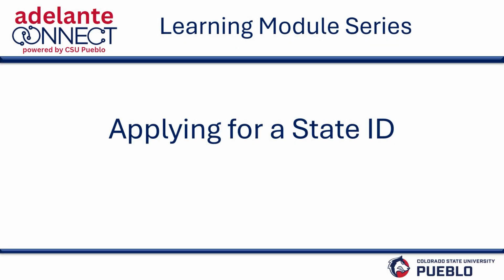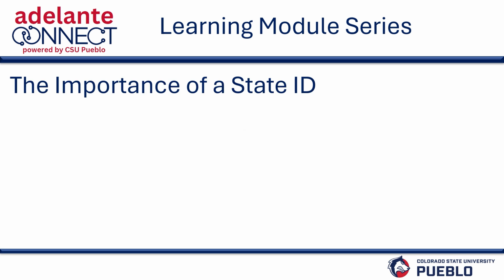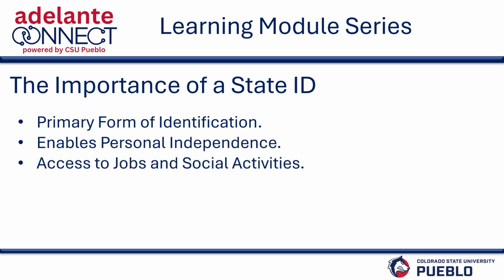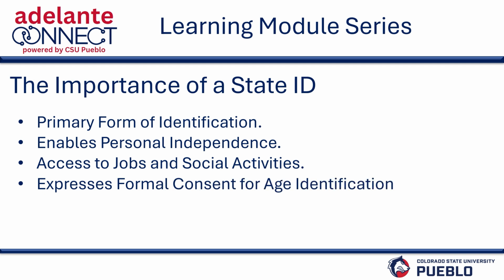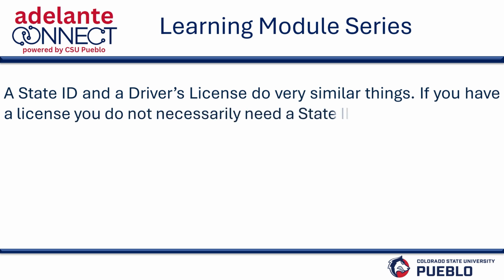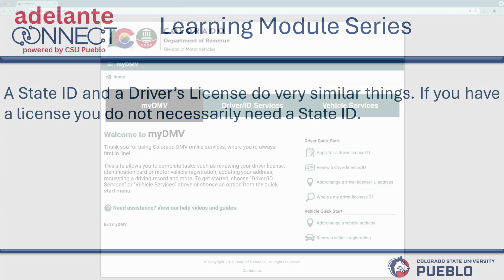In this module, we will cover how to get a Colorado State ID. A state ID is important because it serves as a primary form of identification, enables personal independence and access to opportunities like jobs and social activities, and expresses formal consent for age identification. A state ID and a driver's license do very similar things. If you have a license, you do not necessarily need a state ID.